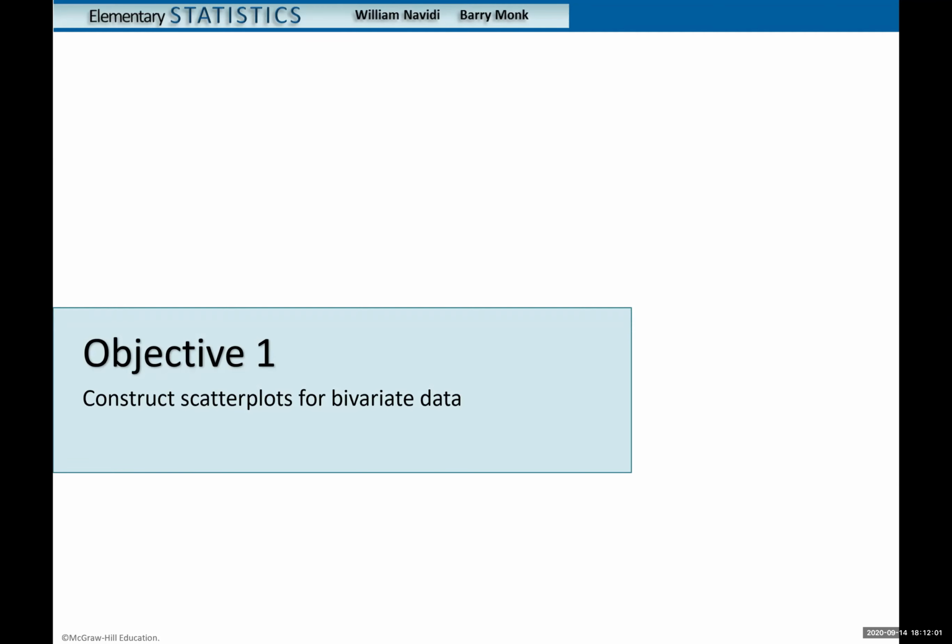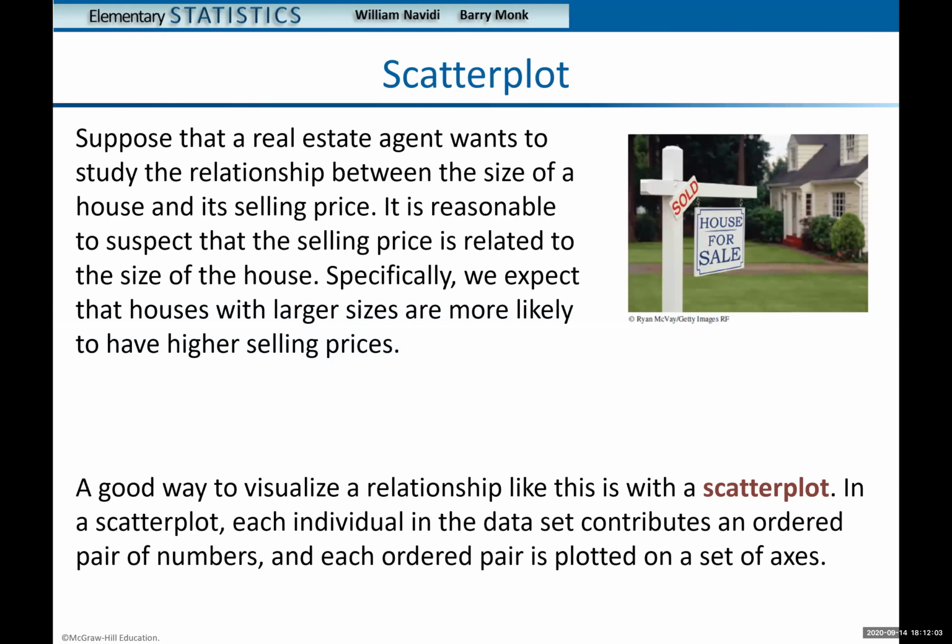So objective 1, to construct scatter plots. Let's start with this example. Suppose that a real estate agent wants to study the relationship between the size of the house and its selling price. It is reasonable to suspect that the selling price is related to the size of the house. So specifically, we expect that houses with larger sizes are more likely to have higher selling prices, right?